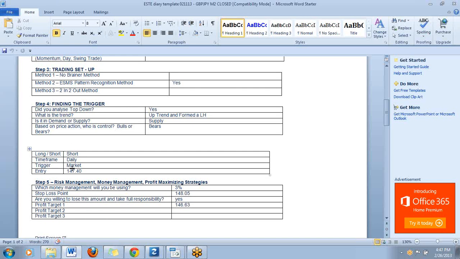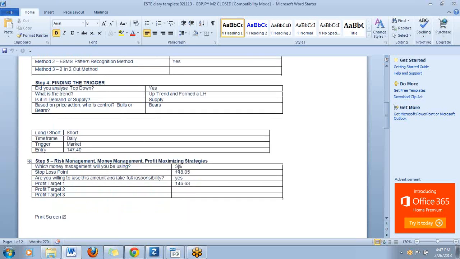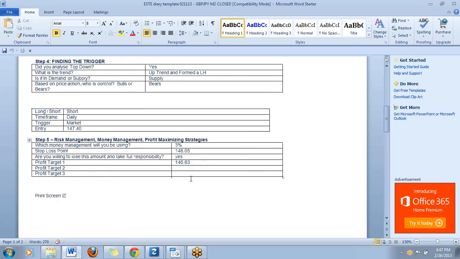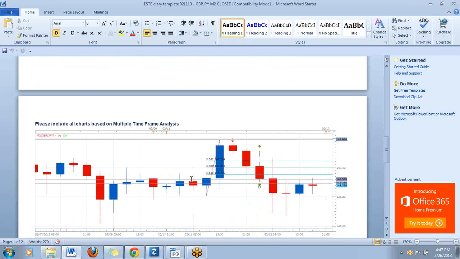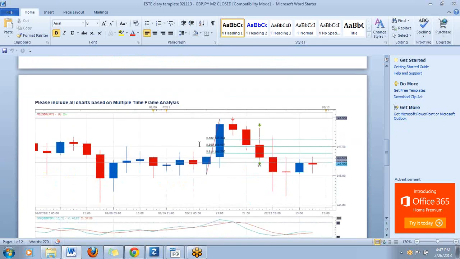Time frame is the daily. Trigger is the market price. Entry at 147.40. Risk management 3%. Stop loss 148.05. Are you willing to lose the amount and take full responsibility? This is one of the most important questions that you should have in your trading checklist. Because if you say yes, then you can move on to the next one. If you don't, you'll be in trouble because the regret happens, and all the negative emotions will happen. Profit target, 146.63.